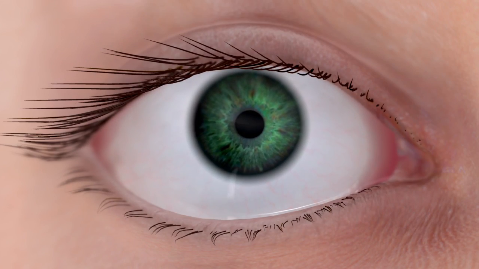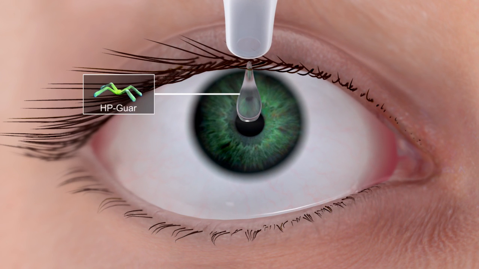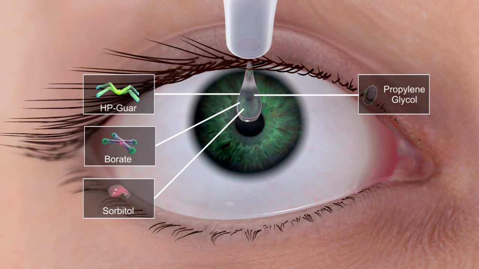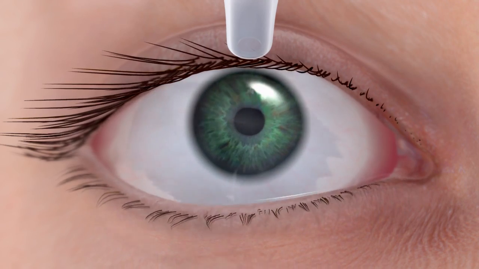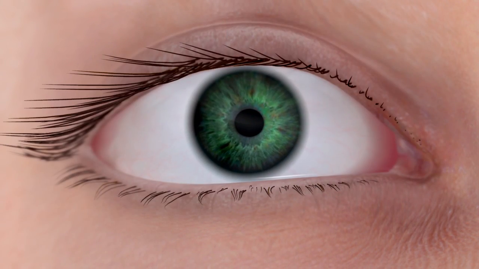Systane Balance Lubricant Eye Drops is a scientifically engineered product which contains HP guar, borate, sorbitol, and the demulsant propylene glycol. It contains Alcon's exclusive Lipitech system, a unique emulsion technology of mineral oil and a patented anionic phospholipid. Systane Balance Lubricant Eye Drops is designed to restore the lipid layer and the natural tear film.